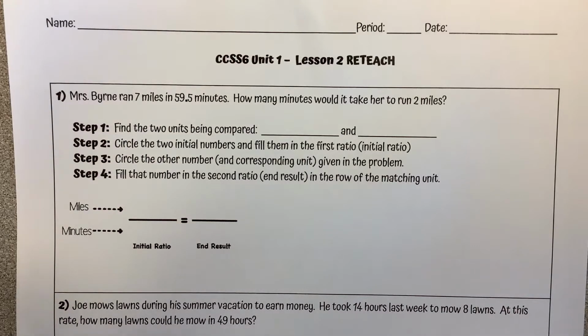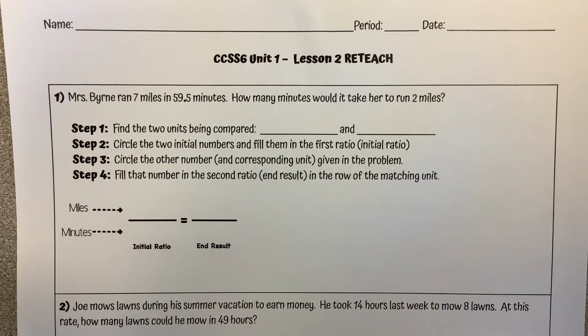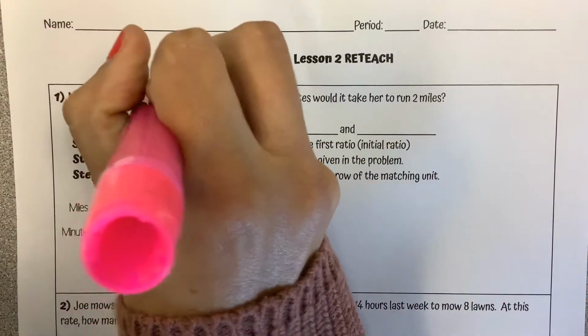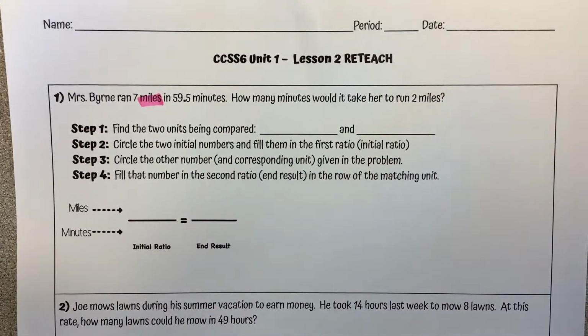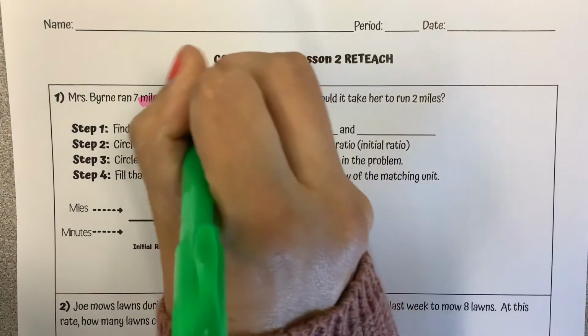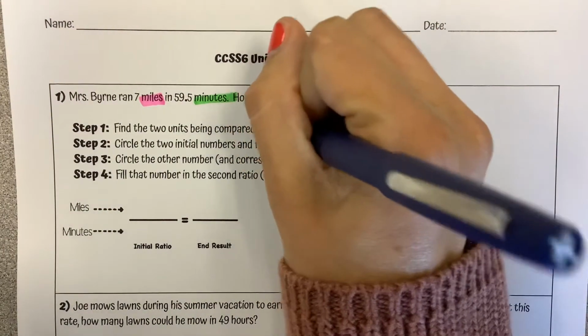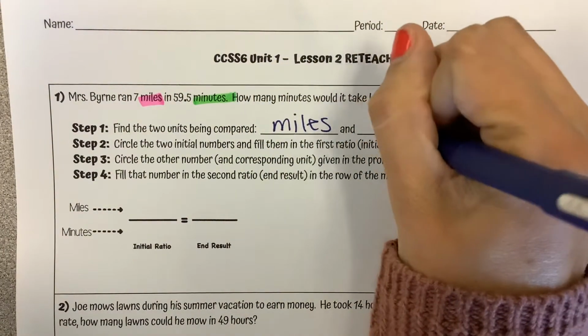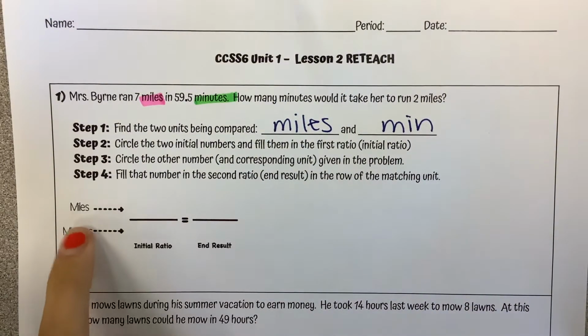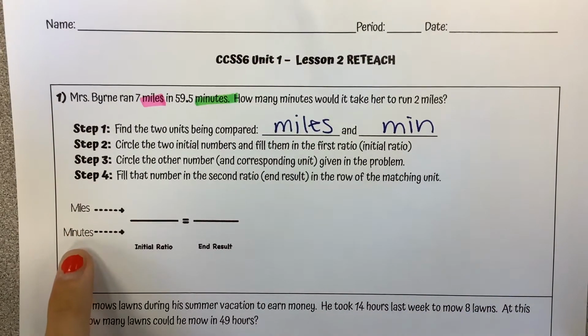All right, for today's reteach, we are going to look at proportion word problems and ratio tables. So first step is we are going to find the two units that are being compared. It says Mrs. Byrne ran 7 miles in 59.5 minutes. So I see miles is one of our units, and I see that minutes is our other unit. So the two units that are being compared are miles and minutes. And you can see I wrote those down here, miles and minutes.